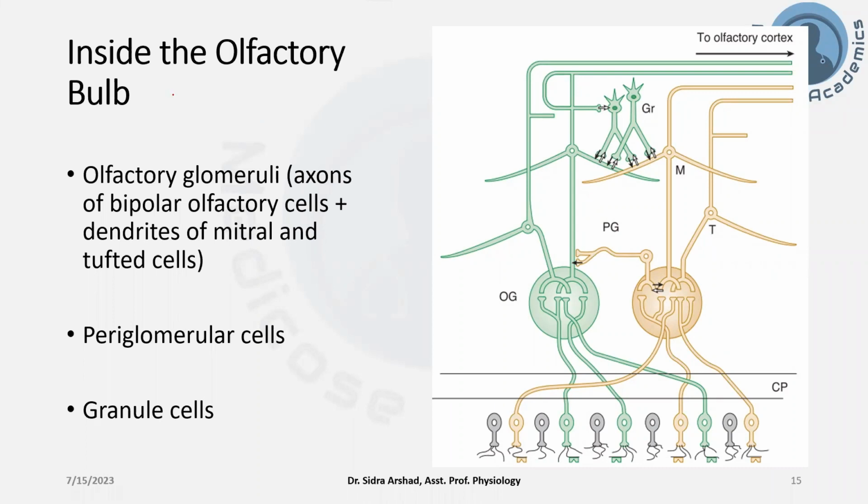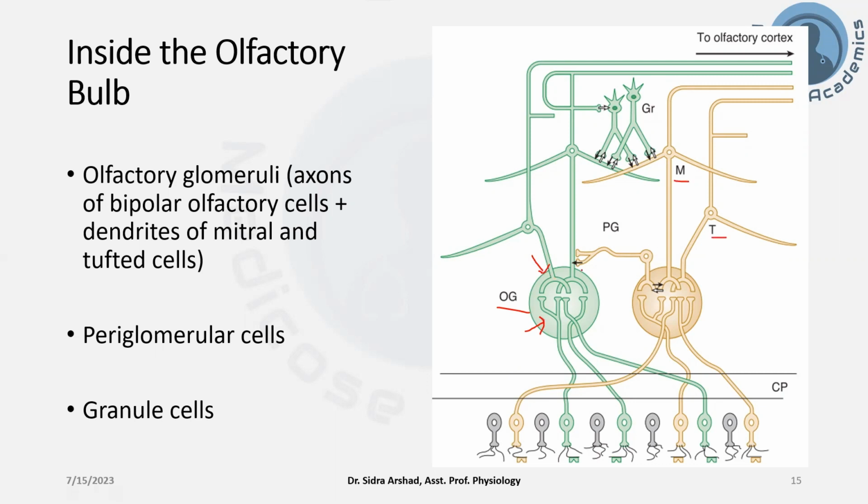Now let's look at the organization inside the olfactory bulb. The olfactory bulb contains the axons of bipolar olfactory cells along with the tufted and mitral cells. Then there are periglomerular cells and granule cells. You can see right over here, this is the olfactory glomerulus. This olfactory glomerulus is composed of axons of bipolar olfactory cells along with the dendrites of mitral and tufted cells.